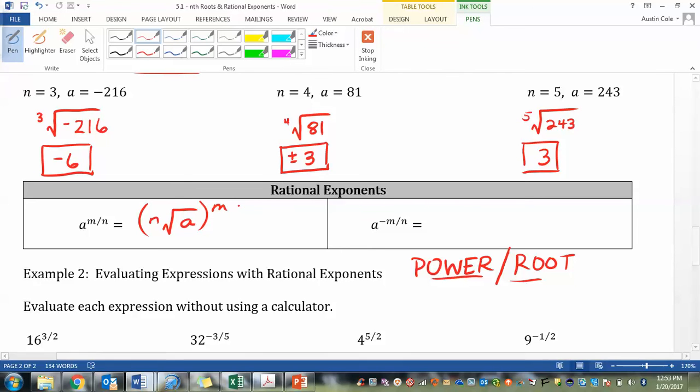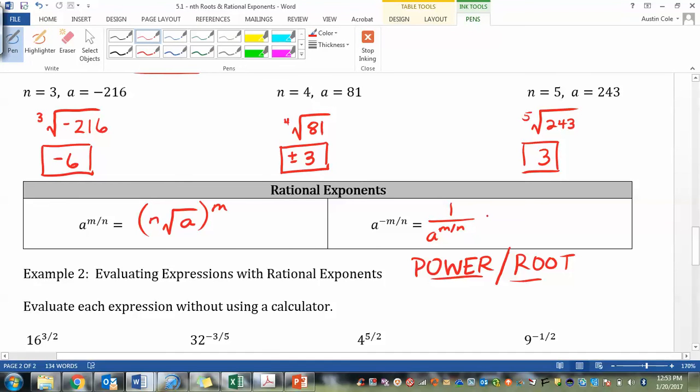The nth root of a to the m power. Guys, this will make more sense when I start throwing numbers in there. Now, we have a negative exponent, and remember, whenever we have a negative exponent, we want to move it to the bottom. So I'm just going to flip this a little bit, and I'm going to call this 1 over a to the m over n. So it just becomes positive. I just move it to the bottom and it becomes positive.